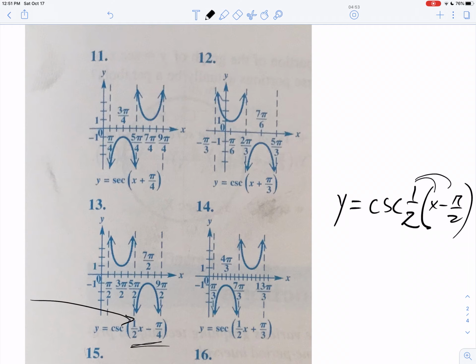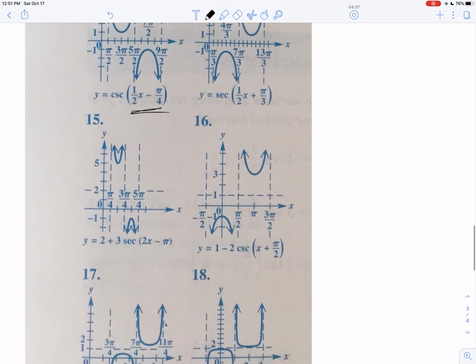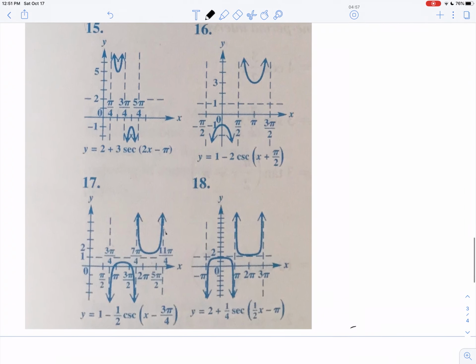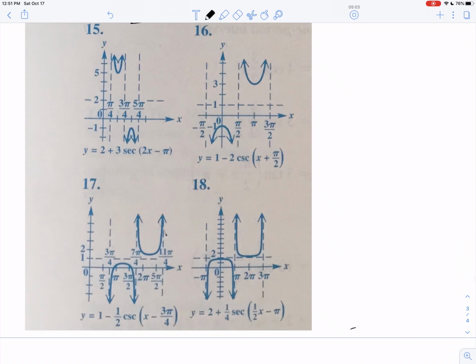But, let me get rid of this. Here's 15, 16, 17, 18. Once again, they didn't mark every quartile. You guys should know that by now. You should know how to mark every quartile, etc. And there you go.